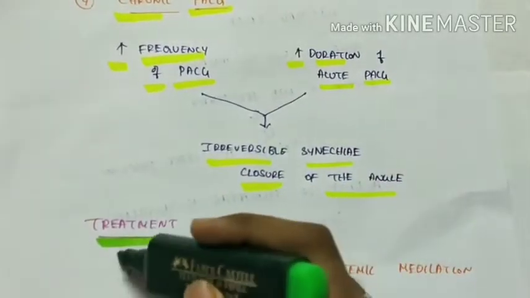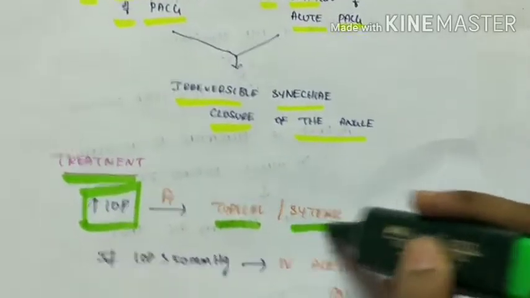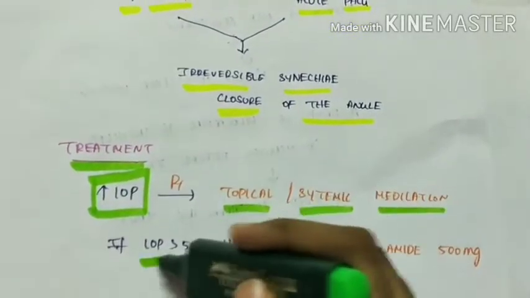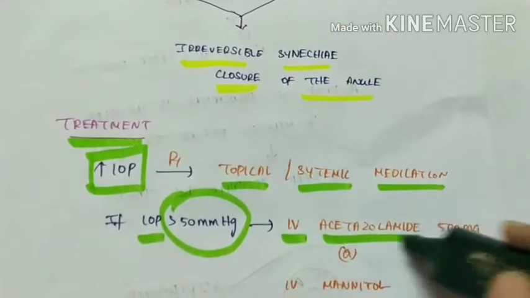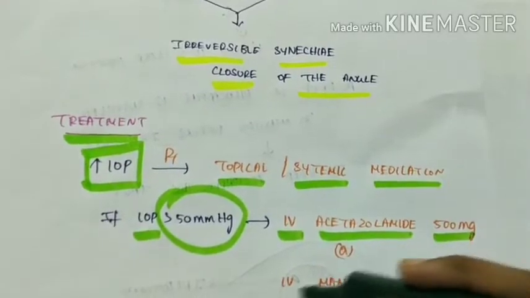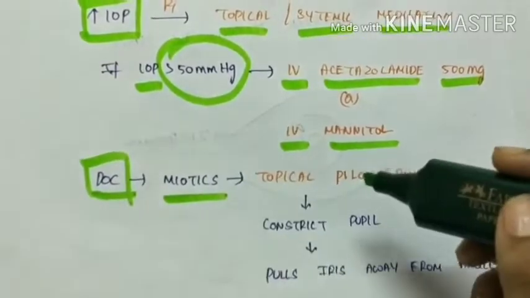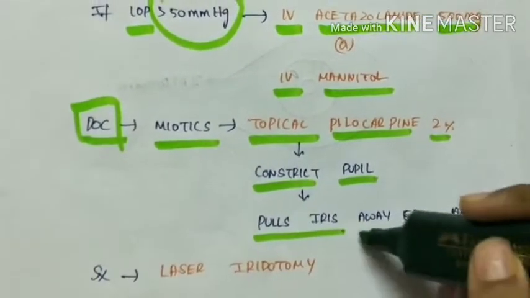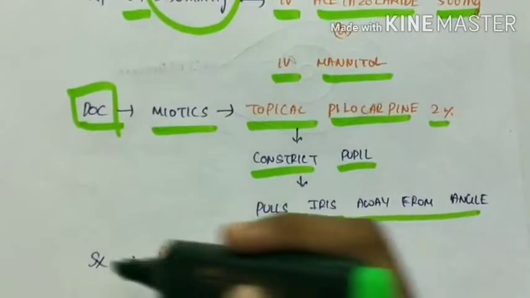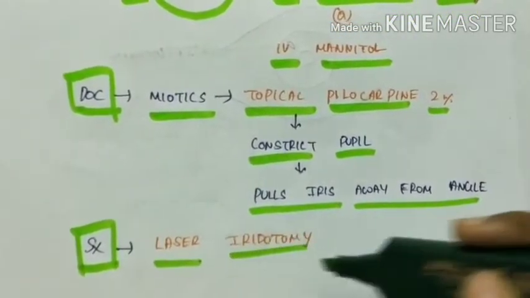Coming to the treatment, for treating the increased intraocular pressure, we give topical or systemic medication. If the intraocular pressure is more than 50 millimeters of mercury, IV acetazolamide 500 milligrams is given or IV mannitol is given. But the drugs of choice are the miotics, which are topical pilocarpine 2%. They constrict the pupil and thereby pull the iris away from the angle. But the definitive treatment is surgery, which is laser iridotomy.